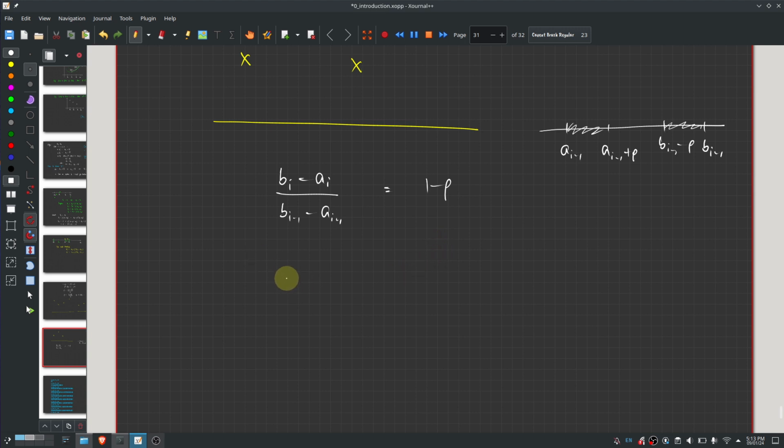So if I look at (Bi minus Ai) divided by (B0 minus A0). So this was my search space before I started anything. And this is the search space after i iterations. What would this be equal to? This is (1 minus rho) to the power i.